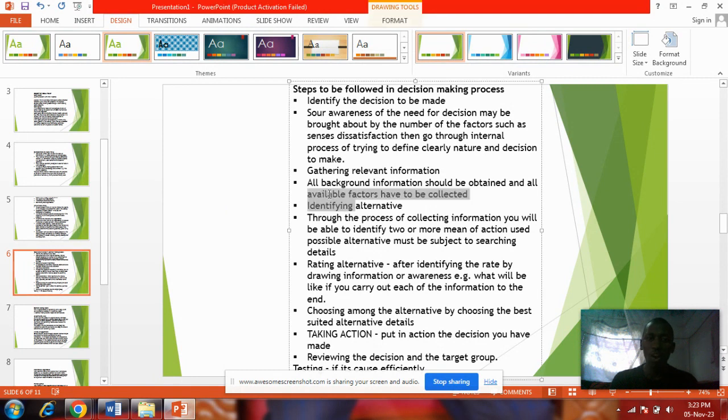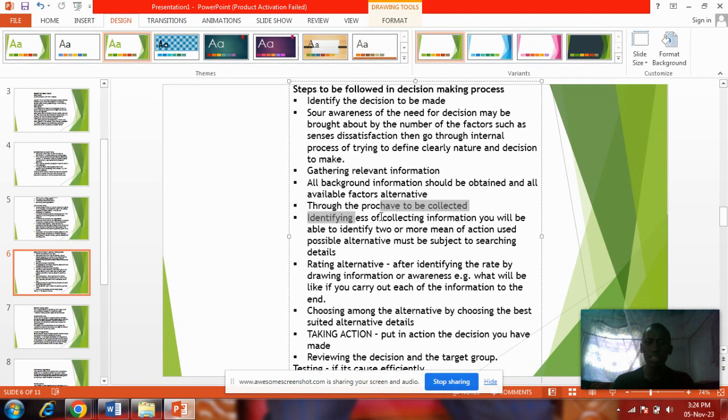Then next, all background information should be obtained and all available alternative factors through the project should be collected. The other thing is identifying alternatives from the collected information. You'll be able to identify two or more means of action. Possible alternatives must be subjected to searching details.